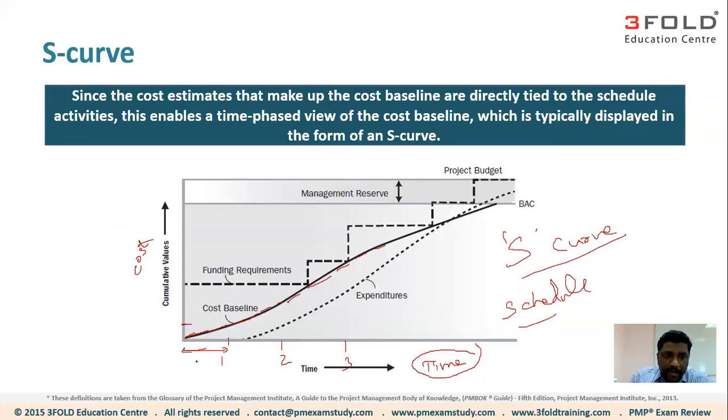Okay, for example, for 16 activities scheduled from here to here, this is the total money you have estimated. So when you connect these two, you'll get a dot here. Similarly, you'll get a dot here. Similarly, you'll get a dot. In this way, you will have something called the S curve. As you could see, S curve is a time-phased view of the cost baseline, which is typically displayed in the form of the shape S.